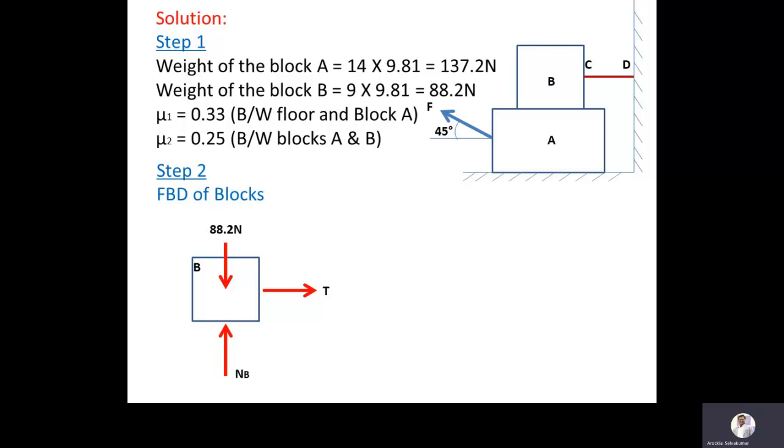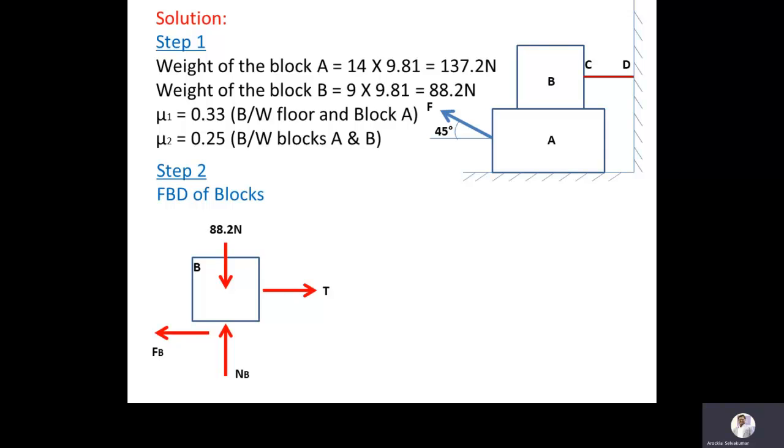Body A will move towards left. So the movement of block B along with block A is prevented by the tension in the rope CD. Because the tension is towards right, the frictional force at the contact of the two blocks will be acting towards left. This is the frictional force acting on block B. Now we have all the forces and reactions related to block B.